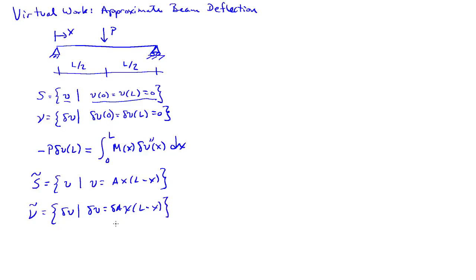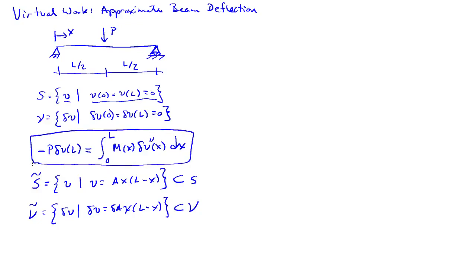So this is the Bubnov-Galerkin methodology here. And the way this works now is that we'll plug in our approximations for S tilde and V tilde. So this is a proper subset of S, and this is a proper subset of V. We'll plug those into the virtual work equation, and we can use that to determine what A is. We'll get a particular function out of the set S tilde. And the way we do this is just simply plug in the functional form. So we have minus P del A L squared over 4, if we evaluate del V at x equals L.